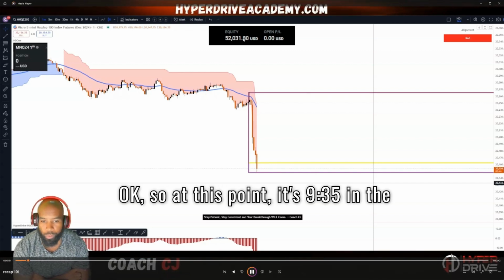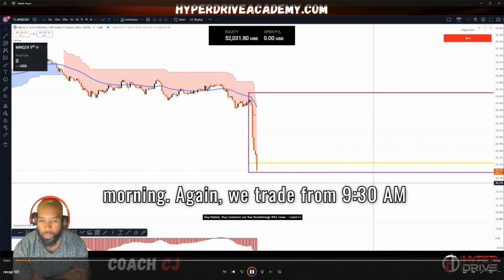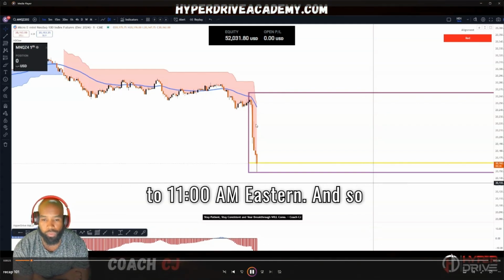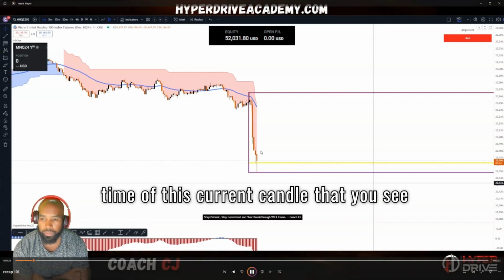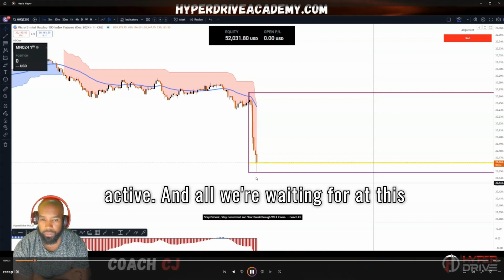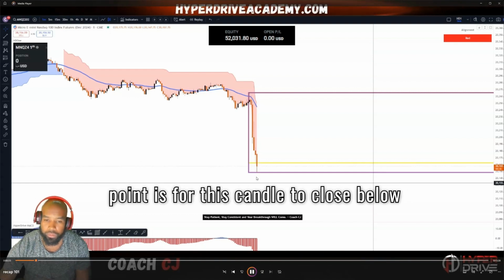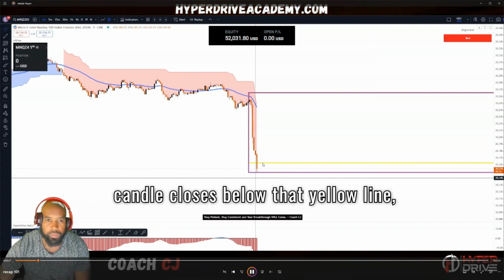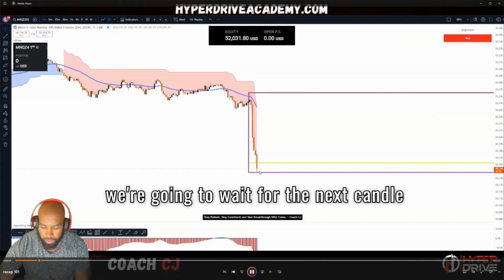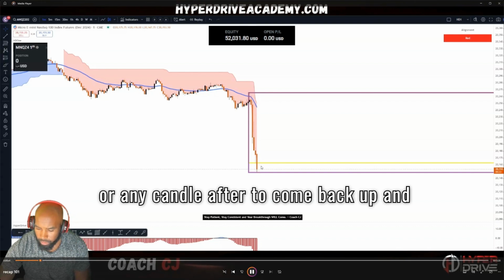Okay, so at this point, it's 9:35 in the morning. Again, we trade from 9:30 a.m. till 11 a.m. Eastern, and so it's 9:35 at the time of this current candle that you see active. All we're waiting for is for this candle to close below this yellow line right here. Once that candle closes below that yellow line, we're going to wait for the next candle or any candle after to come back up and touch that yellow line.